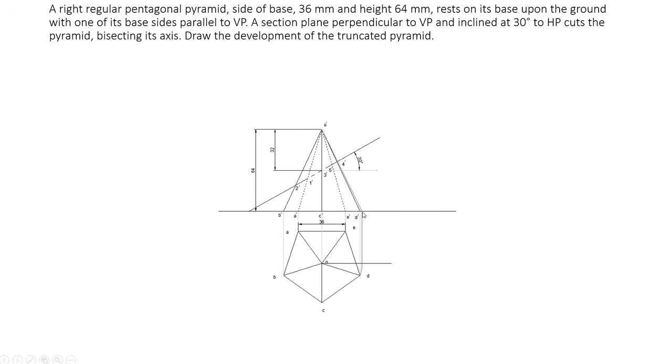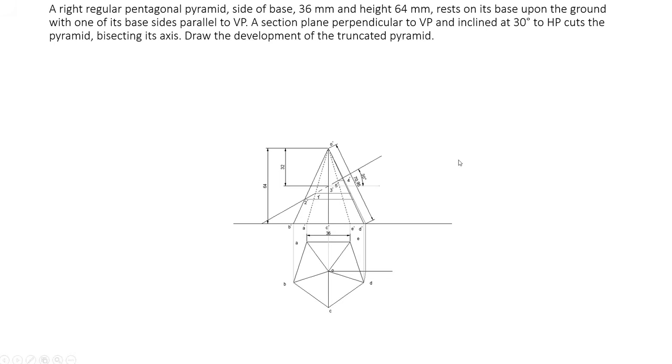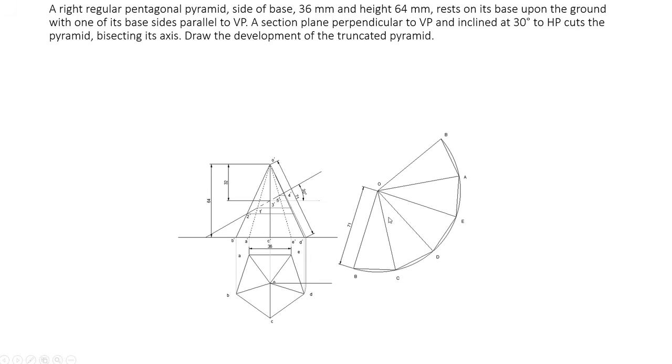This slant line, you can see, is the true length. Once you measure it, you can get it as 71 mm. Now that is 71 mm. You have to use that 71 mm for drawing the development.